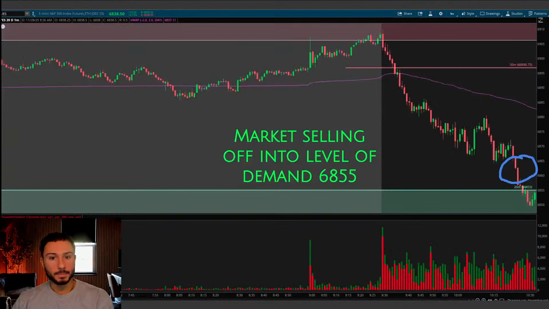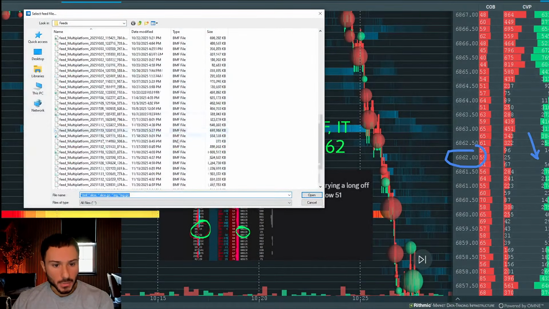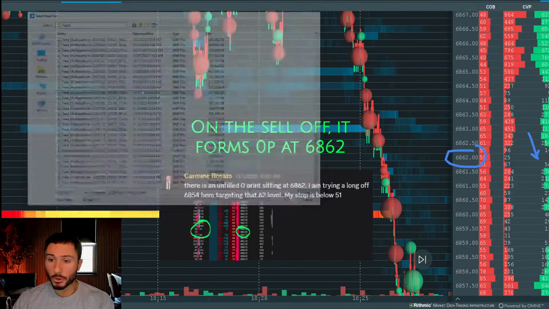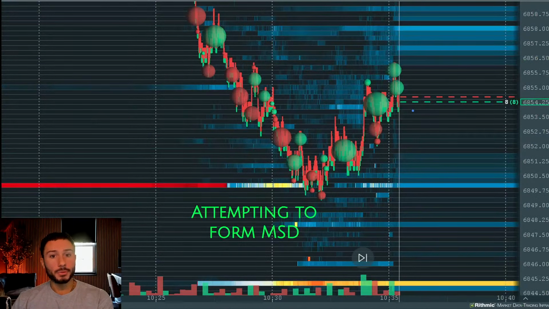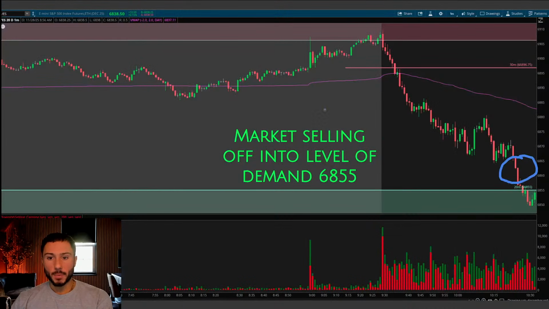Let me load up this file so we have it here. This was November 3rd, and let this load. So here we have, what data feed do I use? I use Rithmic. Market structure demand, right? We have the zero print on the sell-off at the 62s.